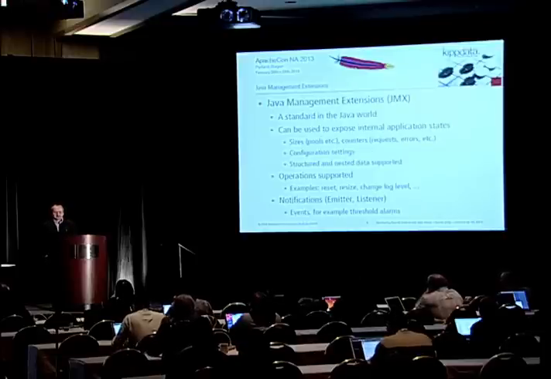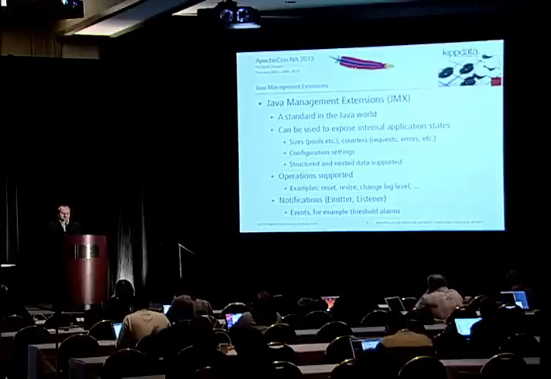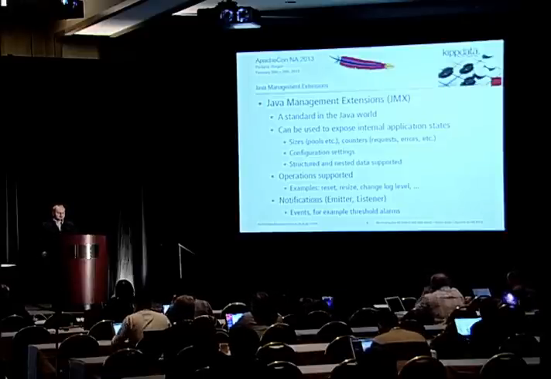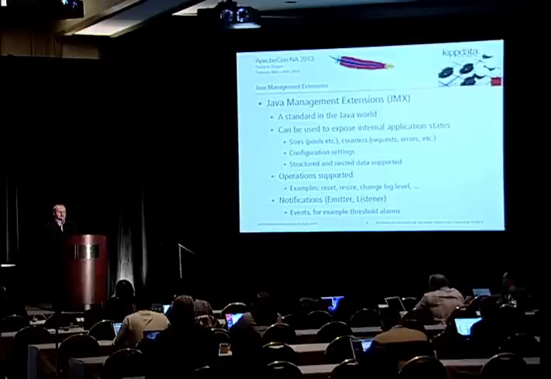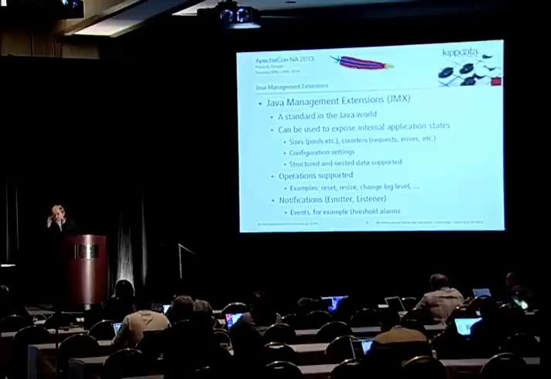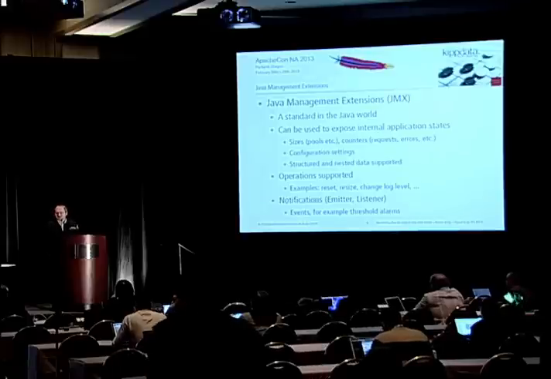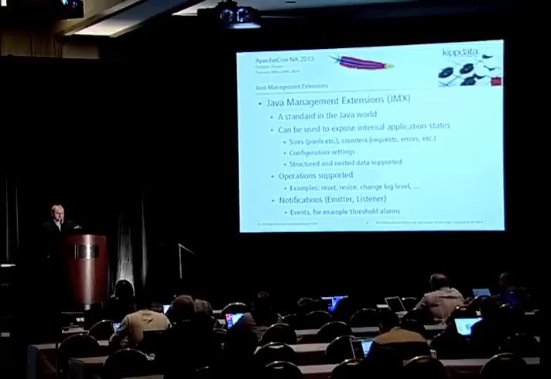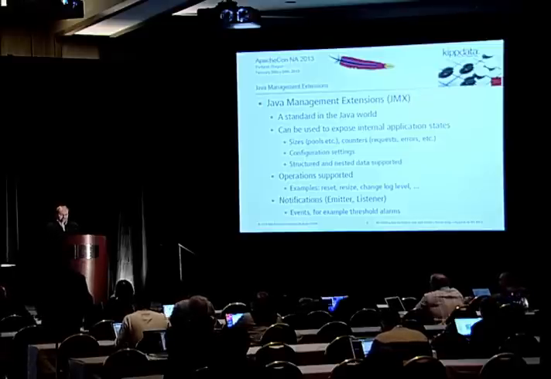So JMX, Java Management Extensions, is a standard in the Java world. It can be used to expose internal application states to the outside. Typical such states are sizes of pools, counters, request counters, error counters, also configuration settings. The data can be a list of scalars, but it can also be structured in nested data structures. In addition, JMX also supports operations, for instance, resetting statistics or changing configuration, and it supports sending out notifications. I will focus on metrics that are available and interesting for monitoring.